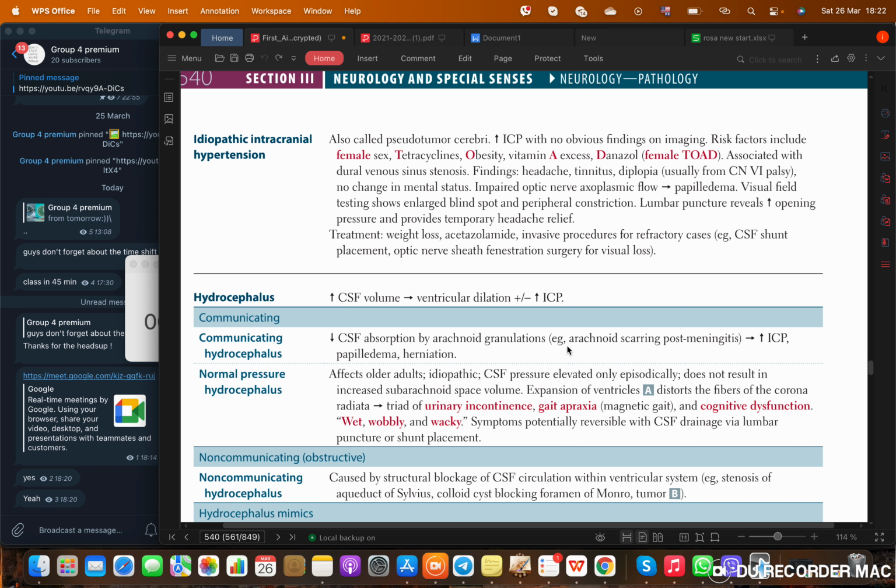Idiopathic intracranial hypertension, also known as pseudotumor cerebri. What is the idea of pseudotumor cerebri? Pseudotumor, false tumor of the brain. What does that mean? Well, in this patient, they have the exact same symptoms as a tumor inside of the brain, but they don't have a tumor inside of the brain. They don't have a mass. They just have an increase of intracranial pressure.